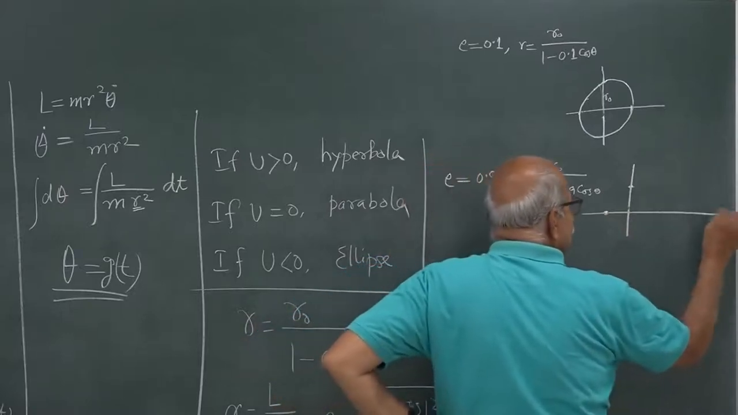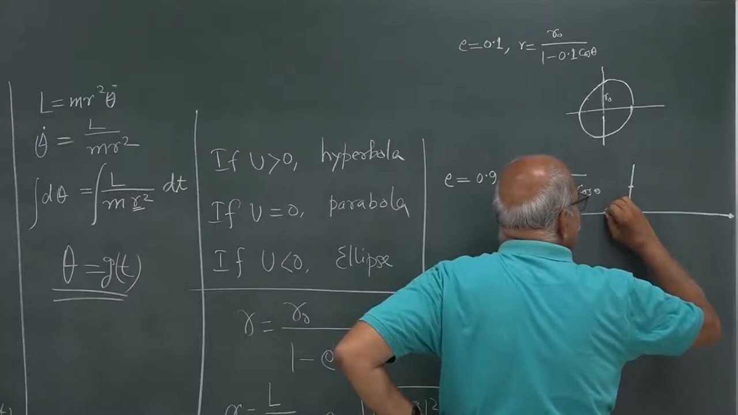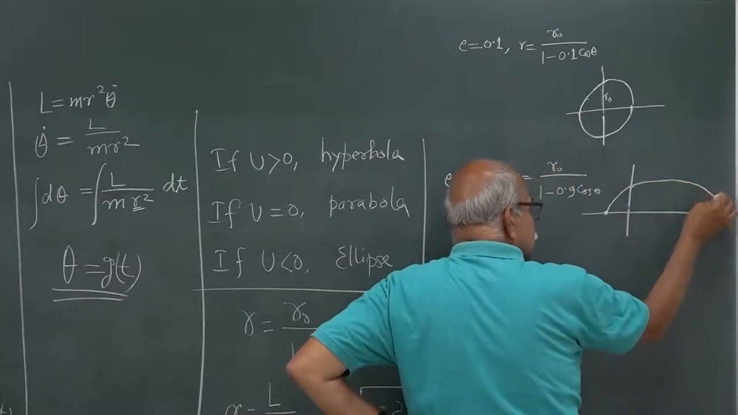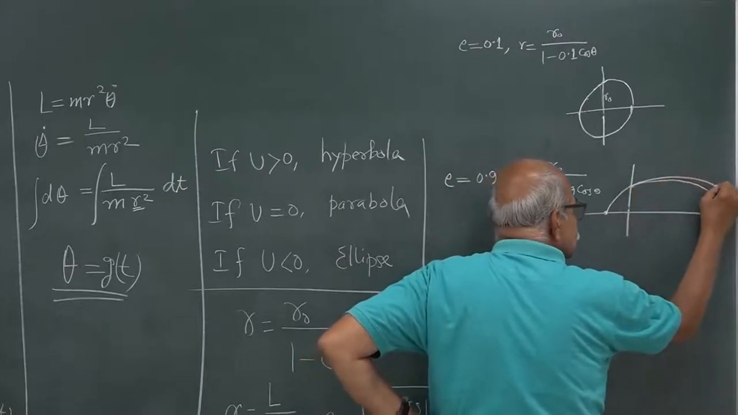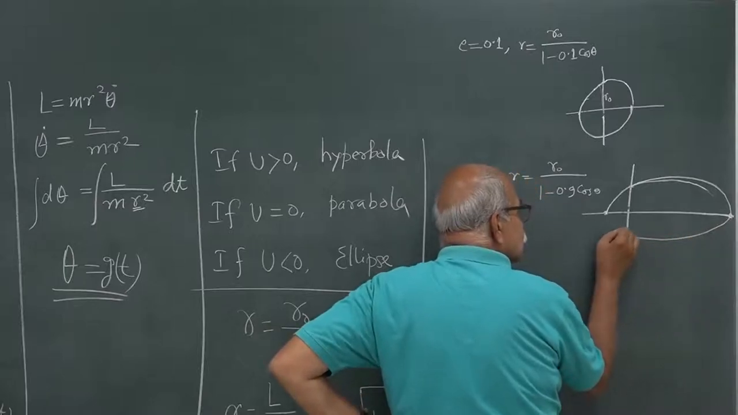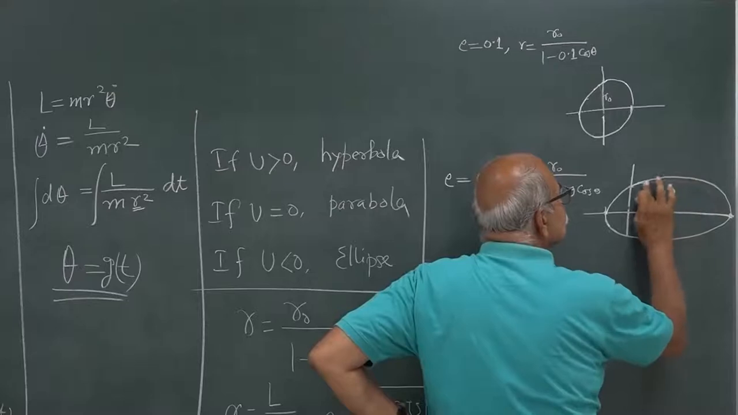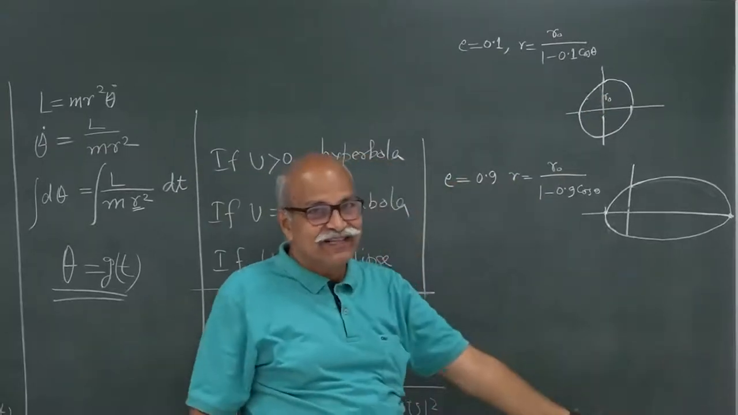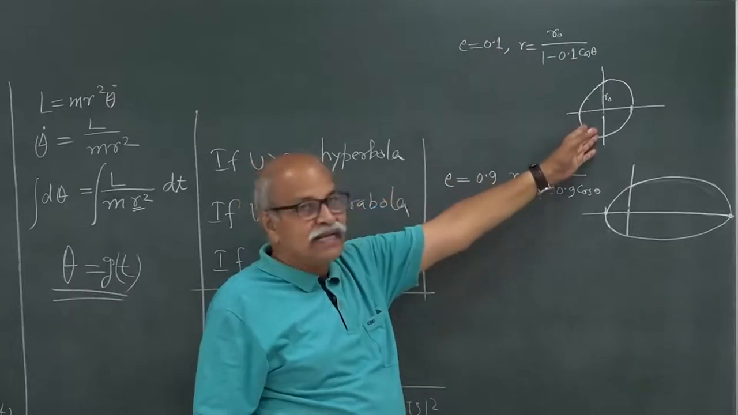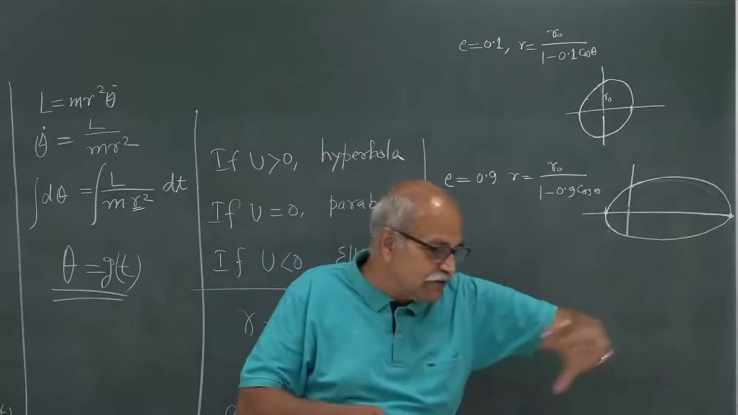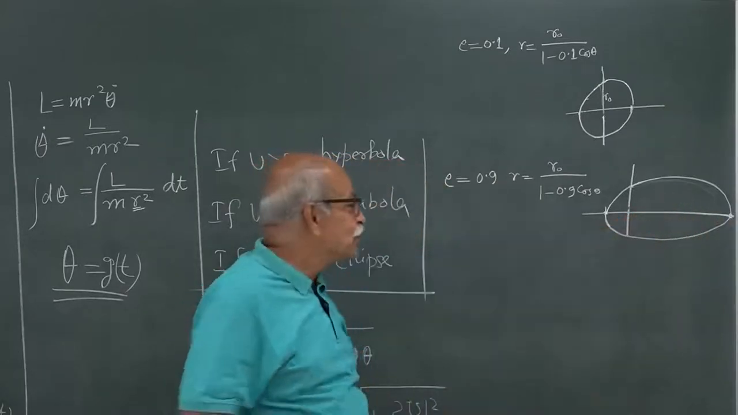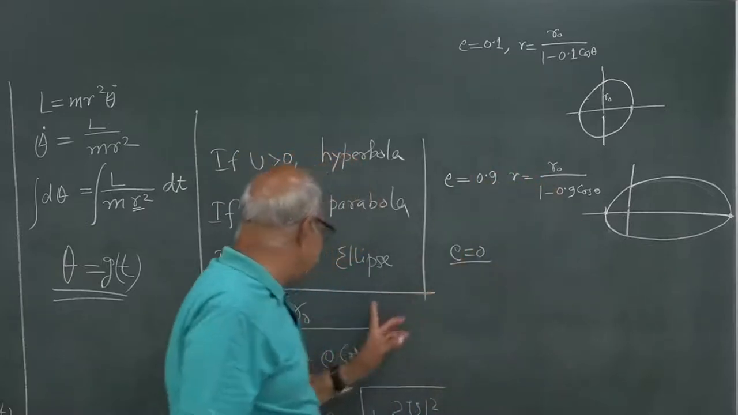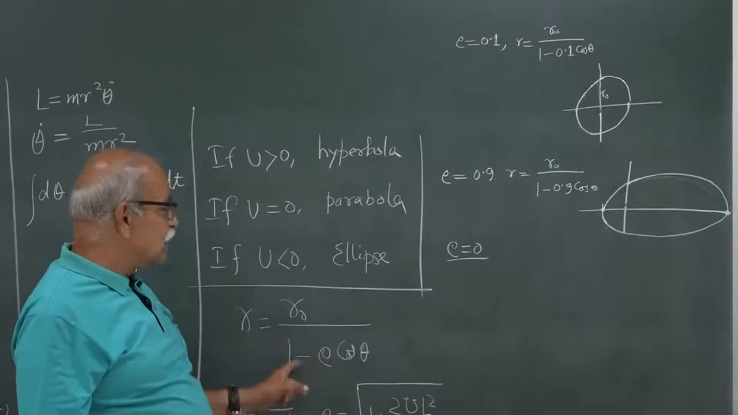So now you can see, as the eccentricity increases, the ellipse becomes more and more elliptical. If it is close to 0, it is close to a circle, and if it is close to 1, then it is a very elongated cigar type ellipse. What happens if e is equal to 0? If e is equal to 0, here, r is equal to r naught.